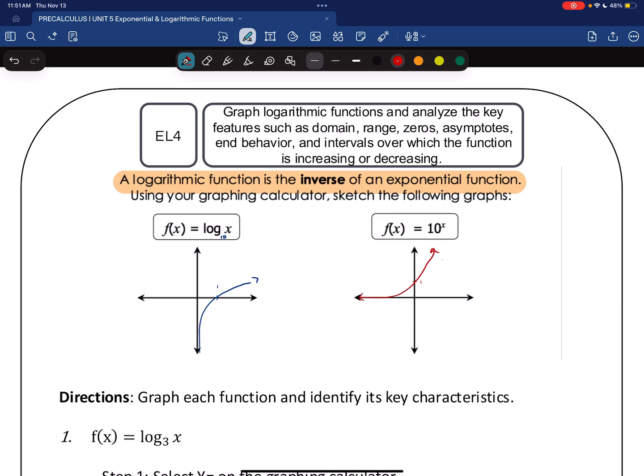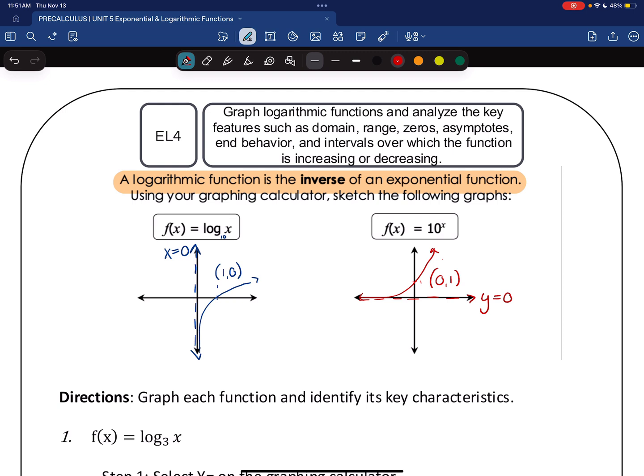Okay. So what you should see here is that these two graphs are actually perfect reflections of one another. This was the point 0, 1, and over here we have the point 1, 0. This graph has an asymptote here. Its asymptote is at x equals 0. And this graph has an asymptote at y equals 0.